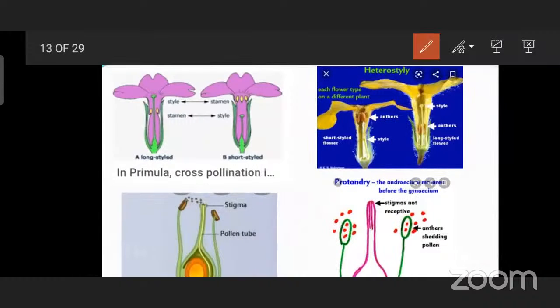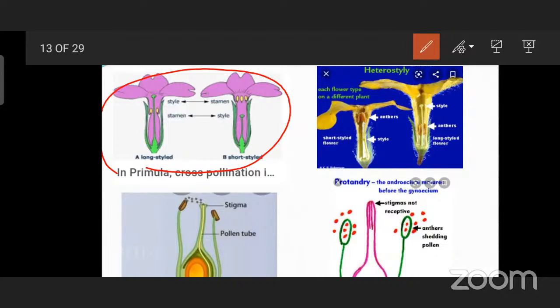One more outbreeding device, heterostyly. To prevent inbreeding, the styles of the flowers in the same species are of different heights. This condition is known as heterostyly.